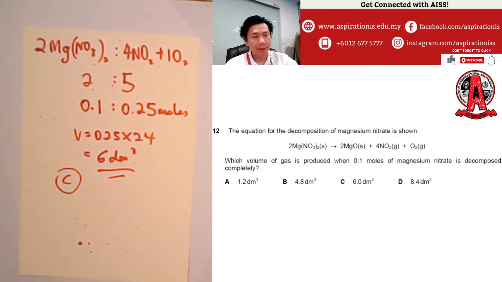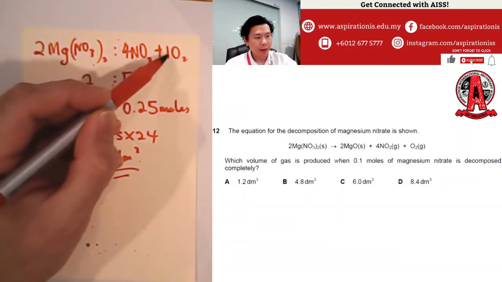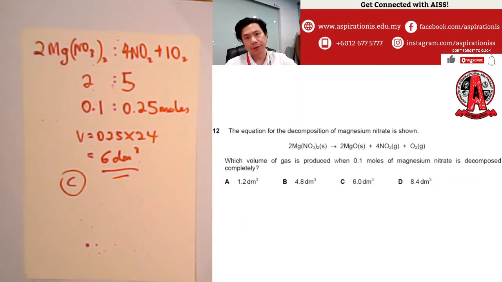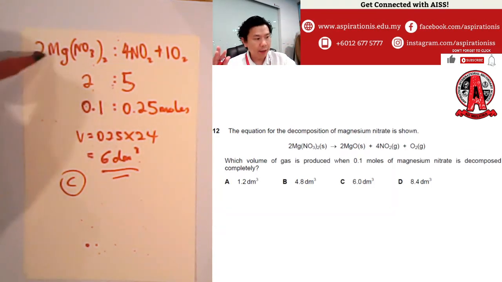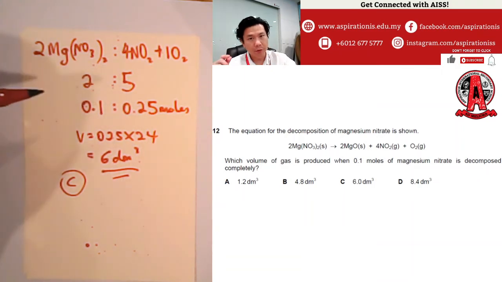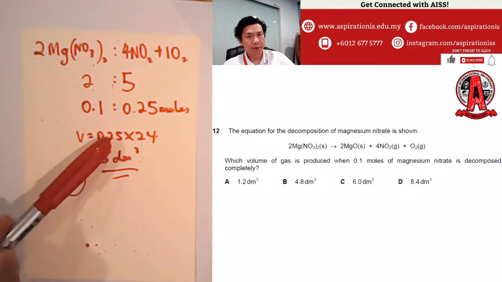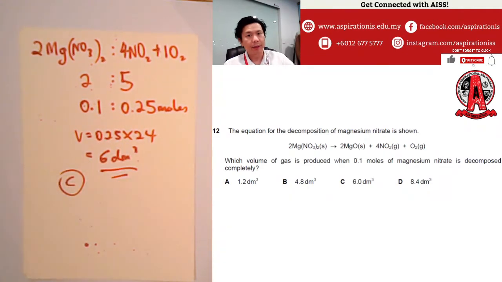The only complicated part is you need to take 4 and add it to 1, so you're going to get 5 moles. If there are 2 moles of magnesium nitrate, there will be 5 moles of gas produced. So the ratio is 2 to 5. So the answer is C. The formula for the volume of gas is the moles multiplied by the molar volume, which is 24.